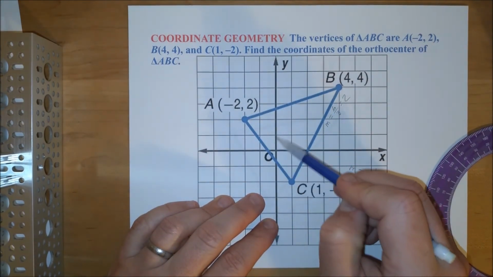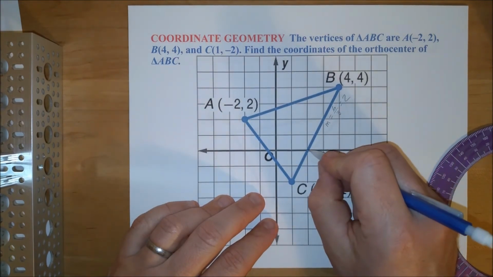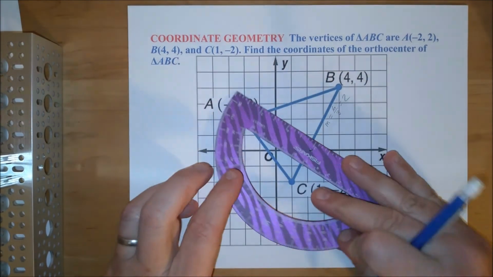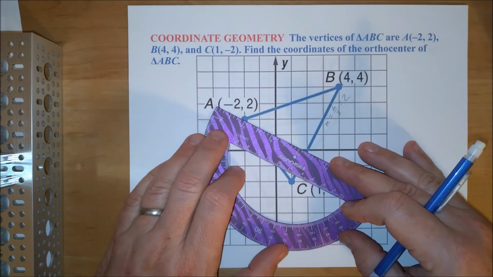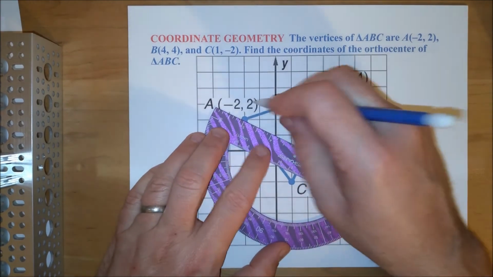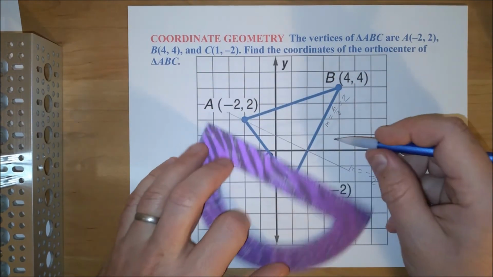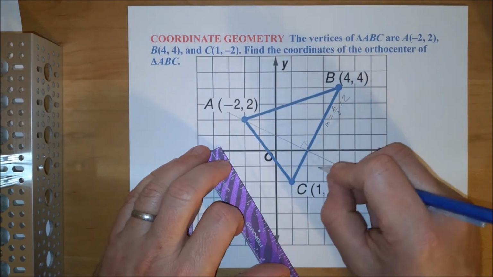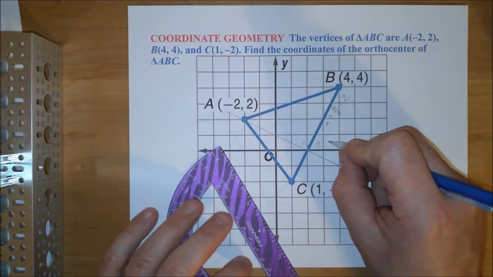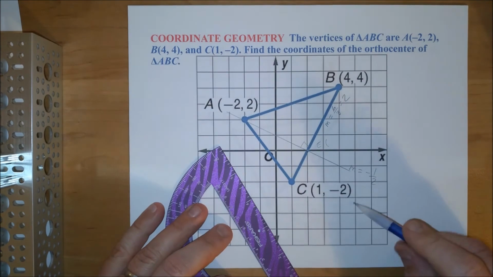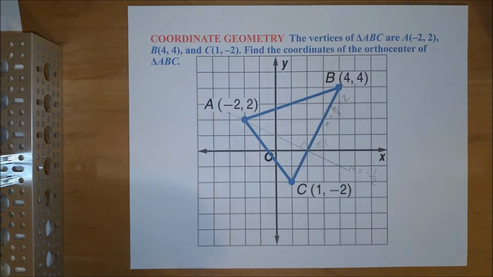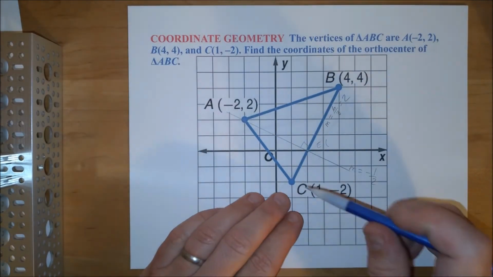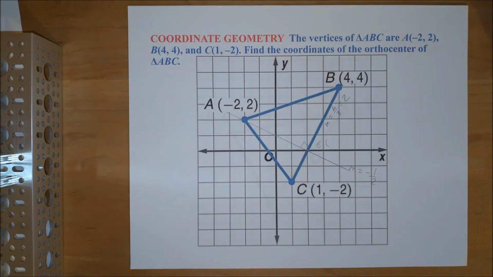A slope of -1/2: down 1 over 2, down 1 over 2. So I'm going to go through this point right here. Okay, so there is one altitude of the triangle. We'll call this point E here. We'd have to calculate it, but graphically, it looks like it's at (2, 0).